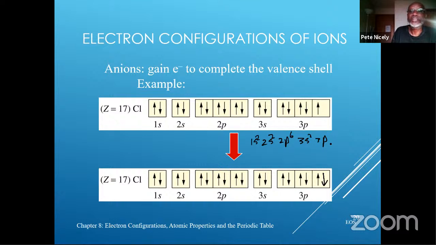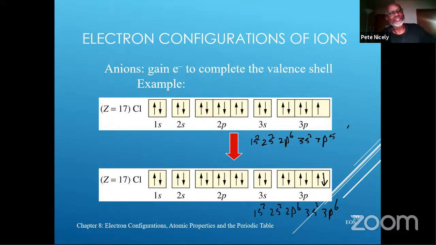Okay, so this should be 3p5. And then down here, this would be 1s2, 2s2, 2p6, 3s2, 3p6, all right? So that would be the electronic configuration of the chloride ion formed from the chlorine atom.